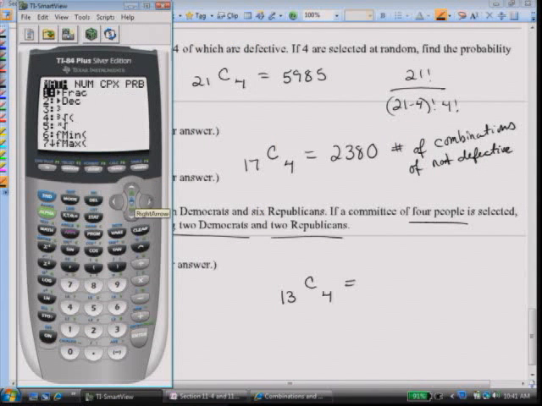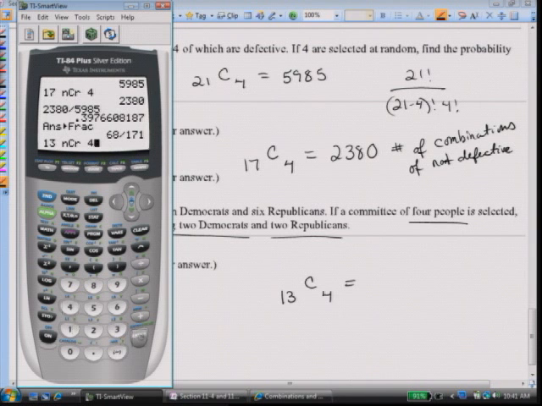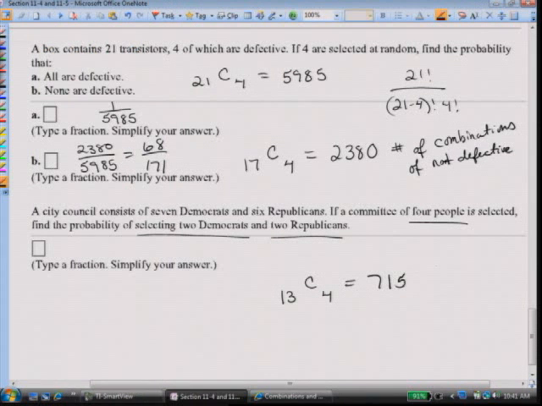Some of them may be all Democrats, some of them may be all Republicans, etc. So 715. So we have 715 possible, this is the total possible different committees, right? Because the order doesn't matter, so that's why we didn't do it in permutation. Okay, now, we want to have 2 Democrats and 2 Republicans. So of the 7 Democrats, we want to get 2. So that's a combination. 7 choose 2.